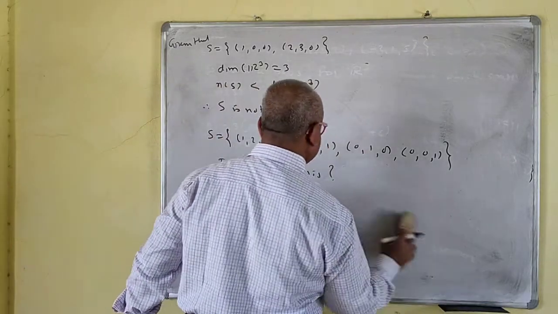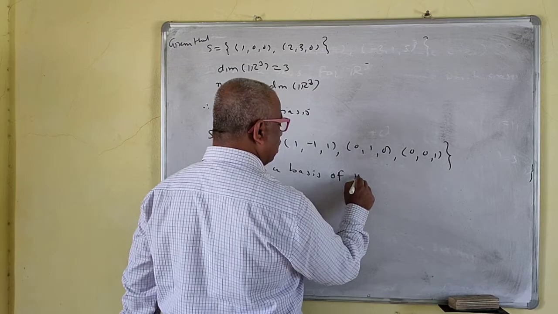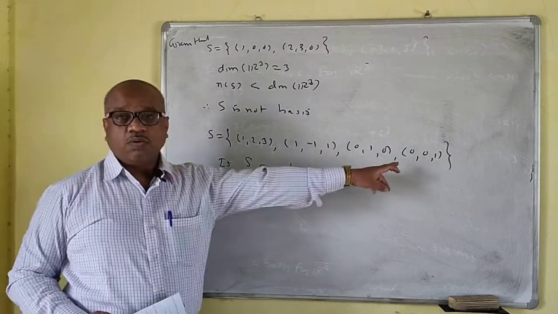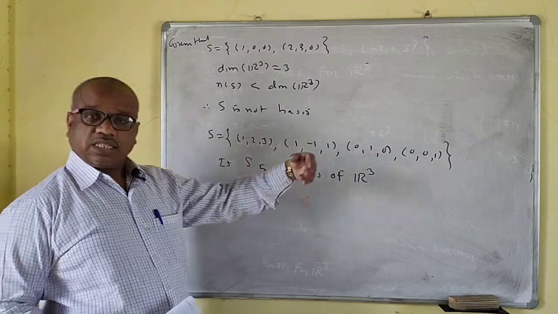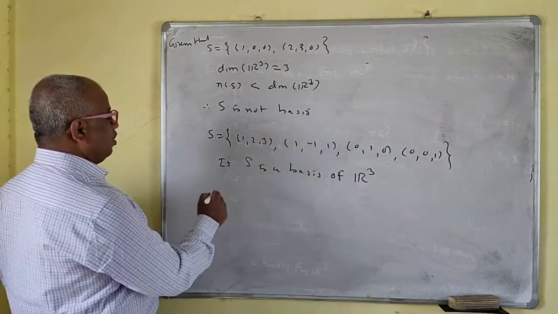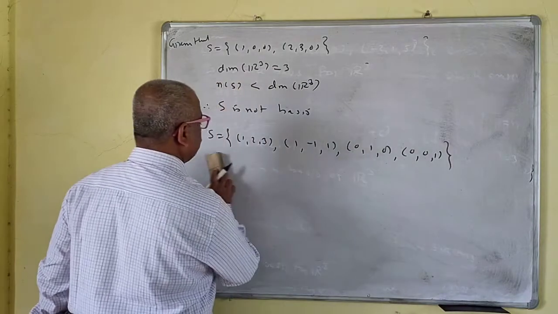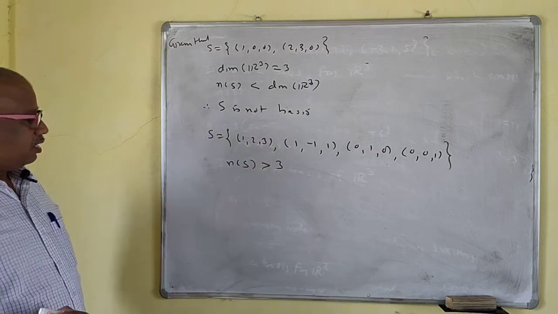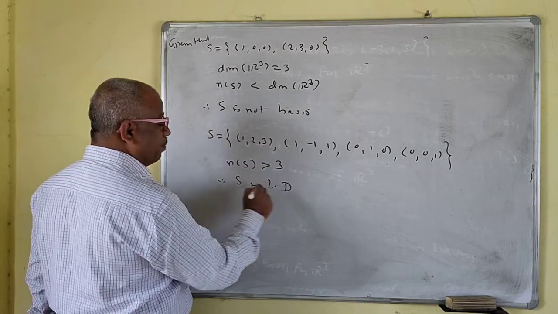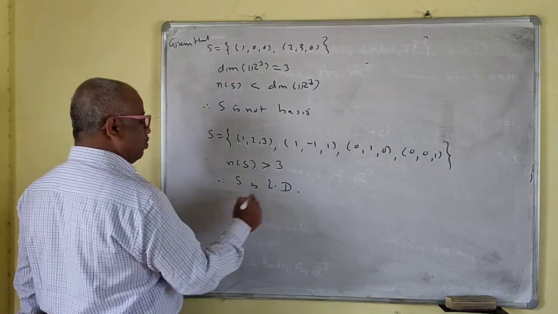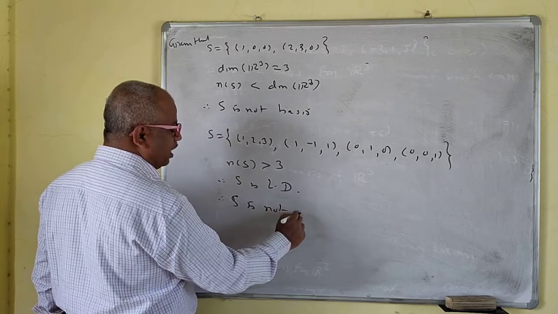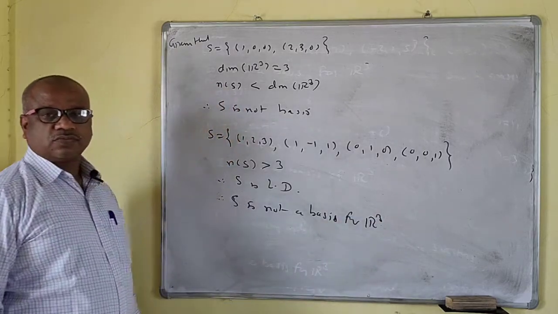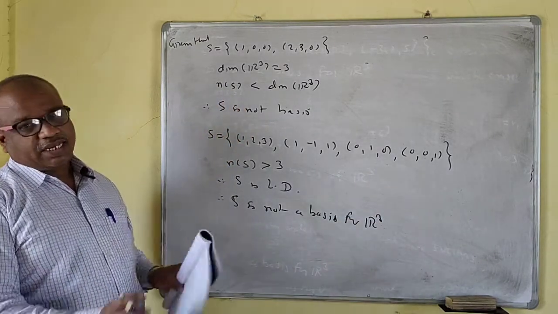Is S a basis of R3? The dimension of R3 is 3. So S containing more than 3 vectors is always linearly dependent. So S is equal to this. The number of elements in S is greater than 3, so therefore S is linearly dependent. Therefore S is not a basis for R3. Okay, less than 3 or greater than 3, that will not be a basis.